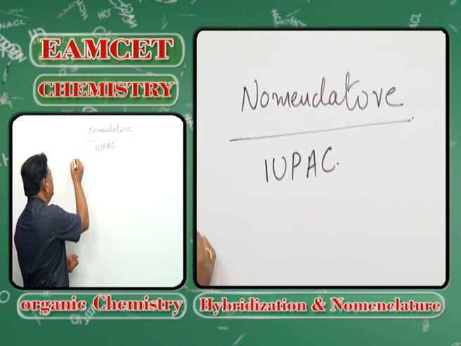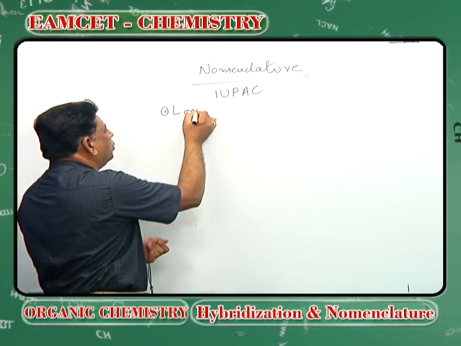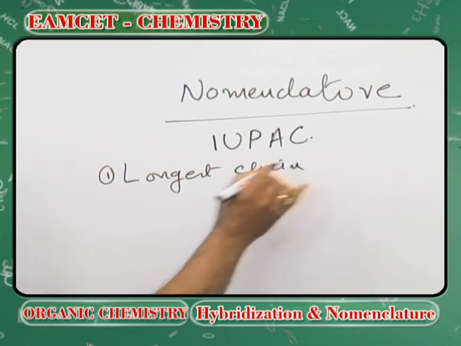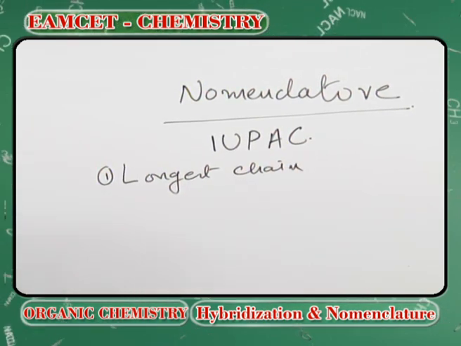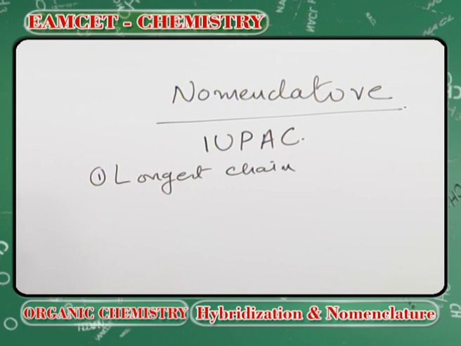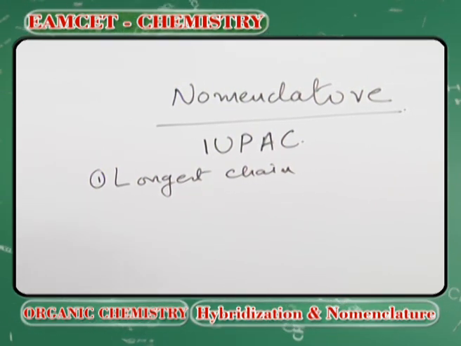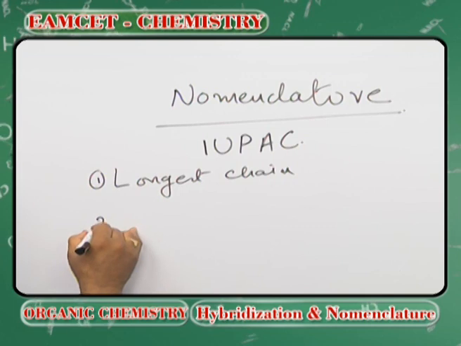Rule 1 is the longest chain rule. Many internal points are there, but I will just explain. Rule 1 says longest chain. So, you have to select the longest chain, locate that mother chain, and fix the root word, like hex or hept and so on.